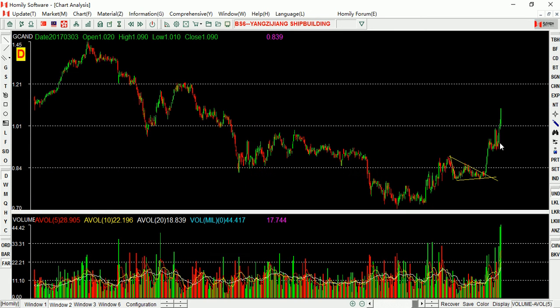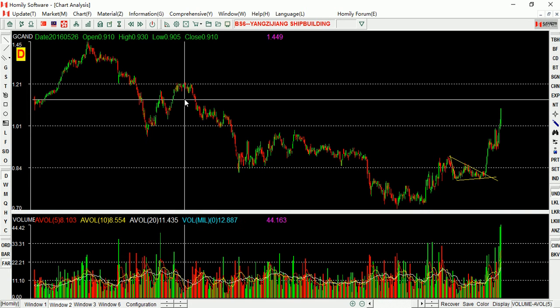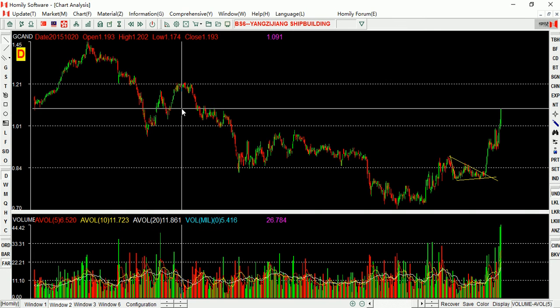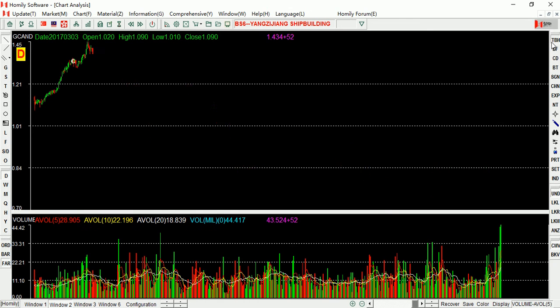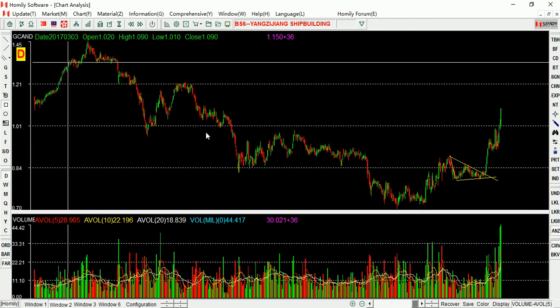Okay, how to find the resistance? Firstly, we can see it has already broken out, right? So we want to find the resistance. We can see here there is a small resistance. If you want to judge the resistance, you can use time black hole or chips distribution. So you can click ANZ.